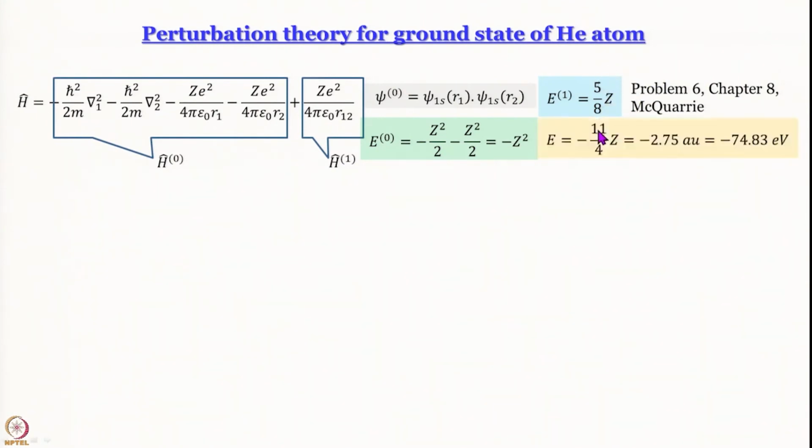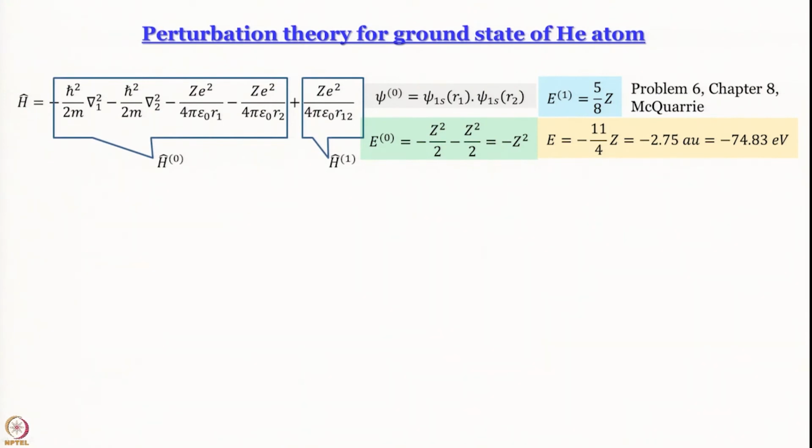What is total energy then? Total energy is minus Z square plus 5Z/8, okay. That turns out to be minus 11 by 4 Z, okay. There is a minus sign here that I missed, I am sorry. So, or I have to write E0 minus E first. So, that turns out to be minus 2.75 atomic units, which is 74.83 electron volt.